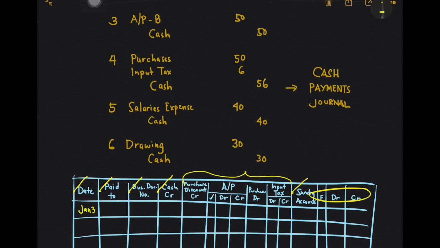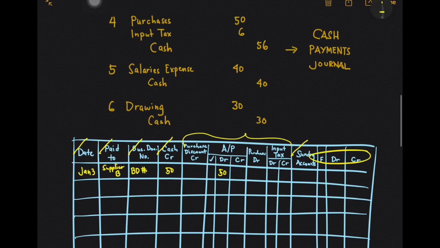Now let's transfer, starting from January 3. So the date is January 3. Paid to, you write supplier B. And then for the business document, again, just write the business document with the number. Cash credit is 50, and then accounts payable is debited by 50. Next, January 4. Let's say this is a cash purchase from supplier C. So we write supplier C. Then write the business document together with the number. Purchase is debited by 50. Input tax debit 6. And then cash is credited by 56.